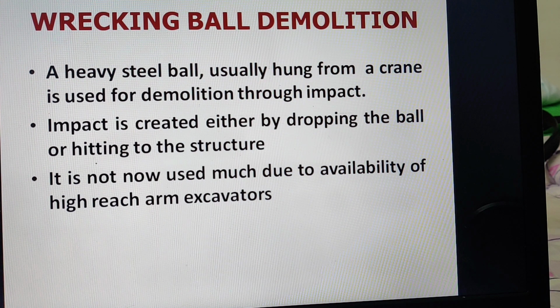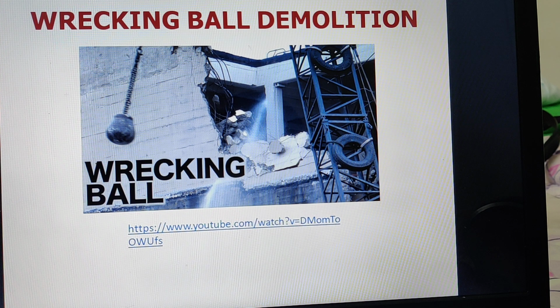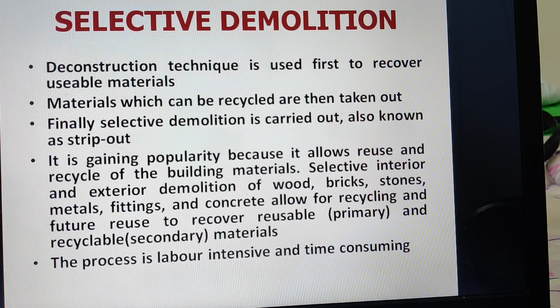There was another method called wrecking ball demolition, which was used earlier, a few years back. In this, a heavy steel ball usually hung from a crane was used for demolition through impact. Impact was created either by dropping the ball, like on a slab, or hitting the structure, like on beams. It is normally not being used much now due to availability of high reach arm excavators. And you can see the photographs which have been taken from the site given.